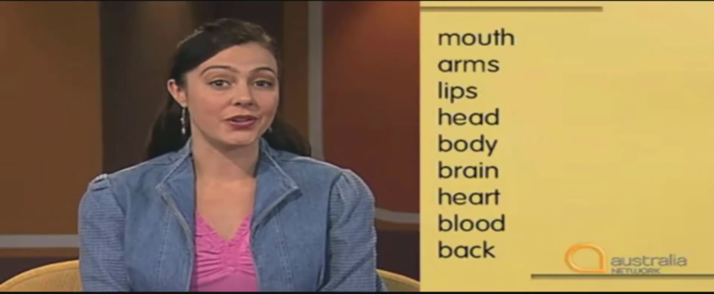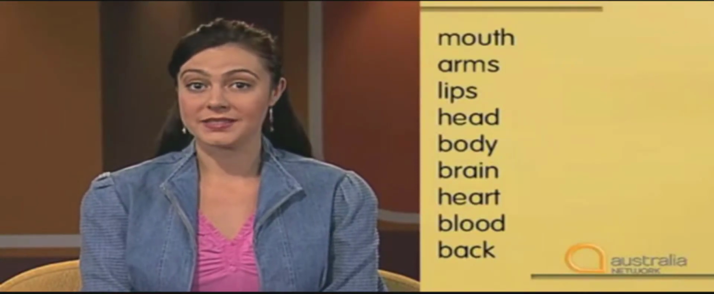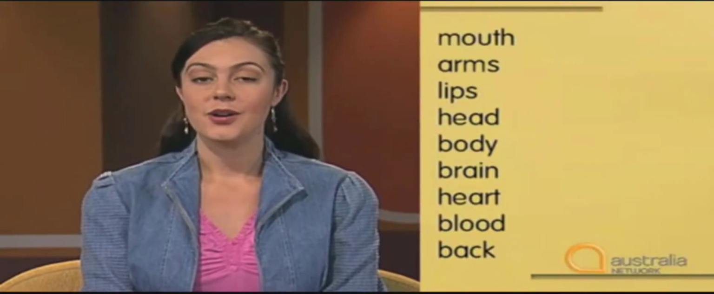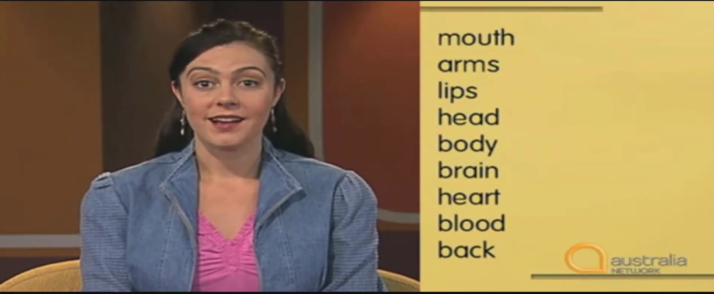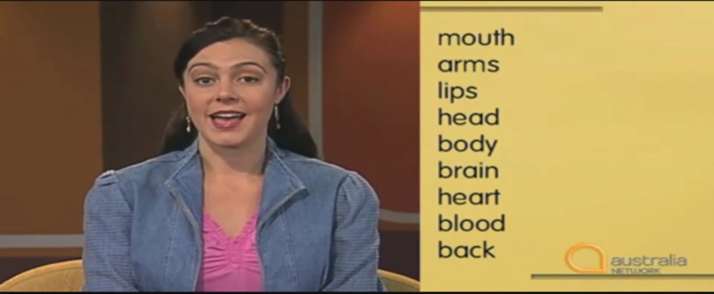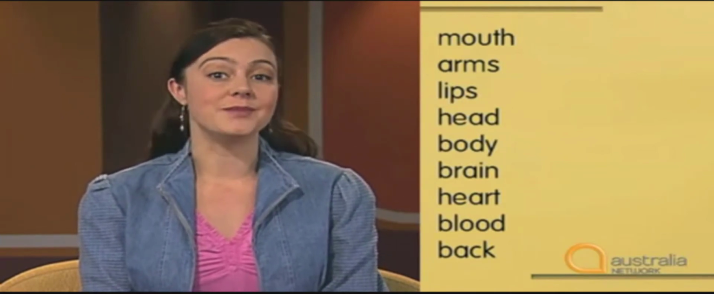He uses the words mouth, arms, lips, head, body, brain, heart, blood, and back. These all refer to parts of the body that you might want to describe, so it's important to know them. The easiest way to remember large families of words like these is to have a system. You should organise the words by association.